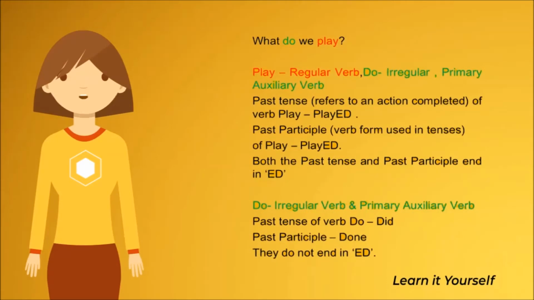Let us take a look at the conversations. What do we play? Here, play is a regular verb because the past tense and the past participle both end in ed. The past tense is played. The past participle is also played. Now, do is an irregular verb. It is also a primary auxiliary verb. Why is do an irregular verb? The past tense of verb do is did. The past participle is done. They do not end in ed.